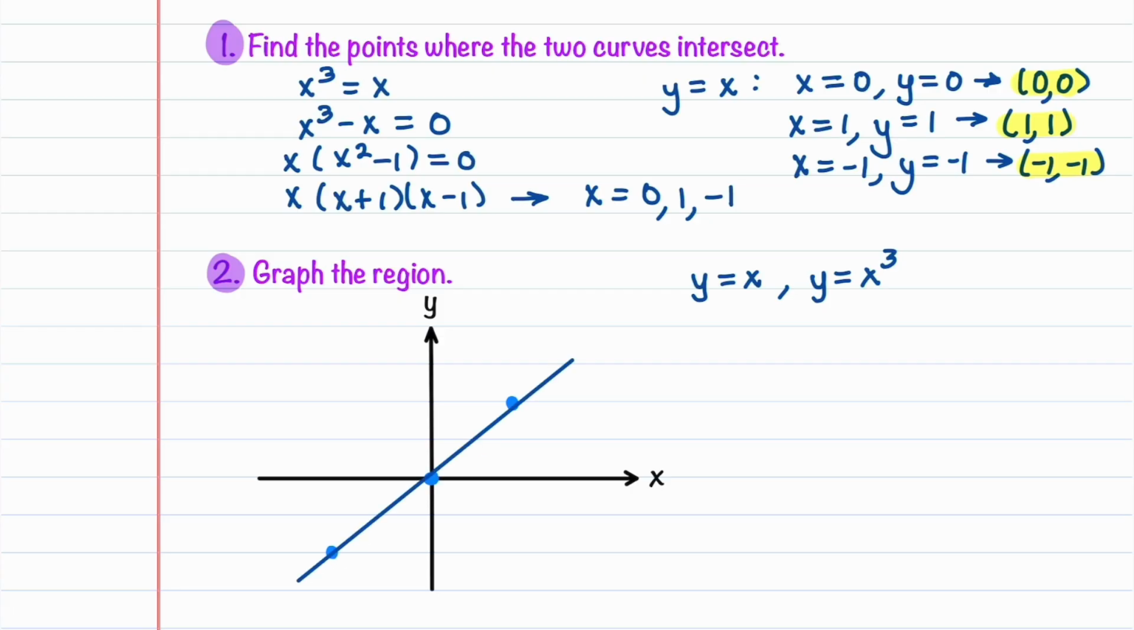And now let's graph our cubic. Y is equal to x cubed. It bends down and then comes back up. Let's go ahead and label everything. Our first point of intersection was minus 1, minus 1. And then we have the origin 0, 0. And then we have the point 1, 1. Our blue line is y is equal to x, and then our red curve is y is equal to x cubed.